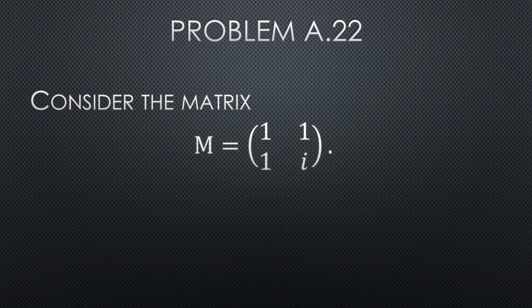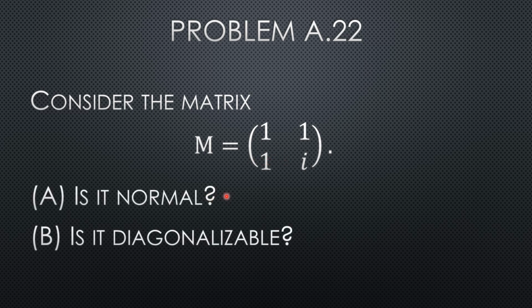In our problem today, A22, we're told to consider the matrix M that is symmetric 2 by 2, composed of the elements 1, 1, 1, i. For part A, we're asked, is it normal? And B, is it diagonalizable? Now, if this thing is true, we know that the diagonalizability is also true. But is the contrapositive true? Let's find out.